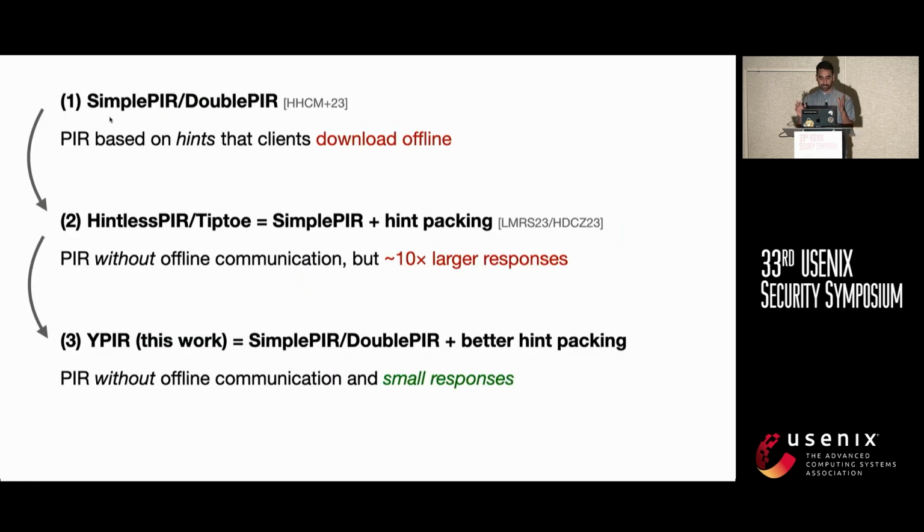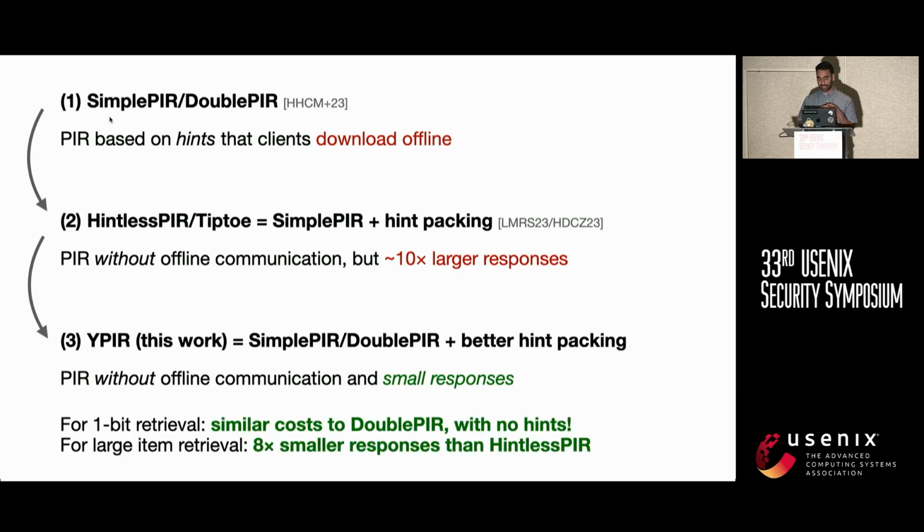So just an outline of the talk. I'm going to just quickly go over Simple-PIR and Double-PIR. I'm going to talk about two works that attempt to remove hints and succeed, but make responses much larger in the process. And then I'm going to talk about our work where I will just give you a preview of our results. We kind of answer the research question in the affirmative: we're able to get rid of the offline phase and maintain similar costs to Double-PIR. And when retrieving larger items, we make an improvement in the response size over hintless PIR.